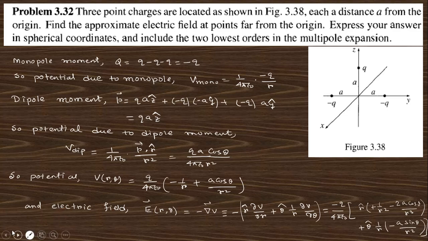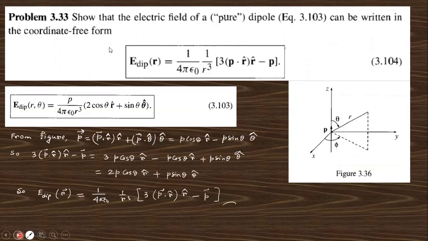Go to the next question. We saw that the electric field of a pure dipole, equation 3.103, can be written in coordinate-free form, that is, if you want to write it in terms of r only. So from this figure we can write this p vector is nothing but p dot r cap into r cap. This is the component of p along r, with r cap giving you the r component, and similarly for the theta component. So finally you get this expression.